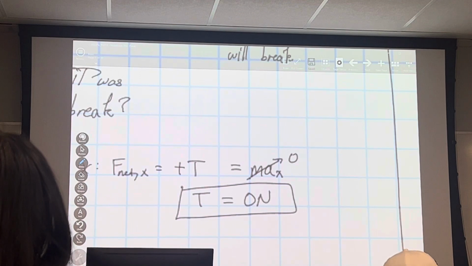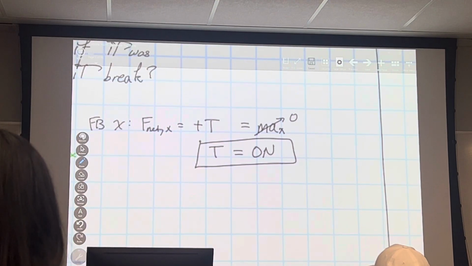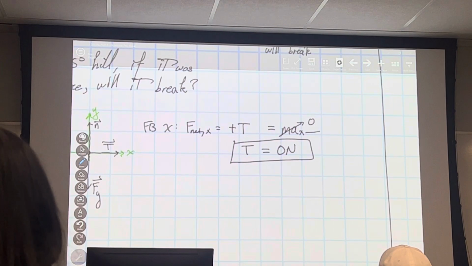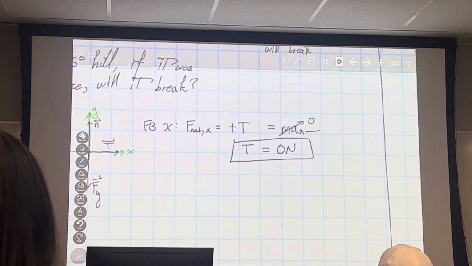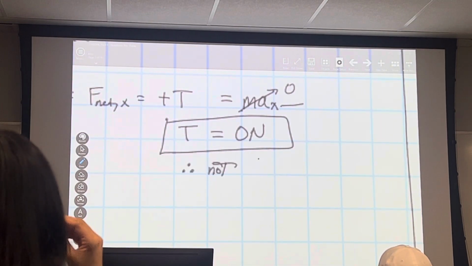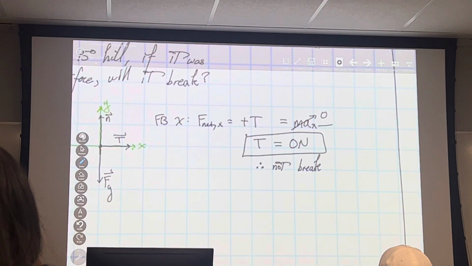No, this actually doesn't make sense. So what's going on here? Well, let's answer the question. Will the rope break? Well, no, there's nothing acting on it. So therefore, it will not break. But the question is, how do we make sense of this?